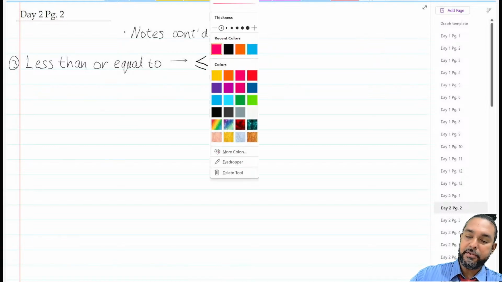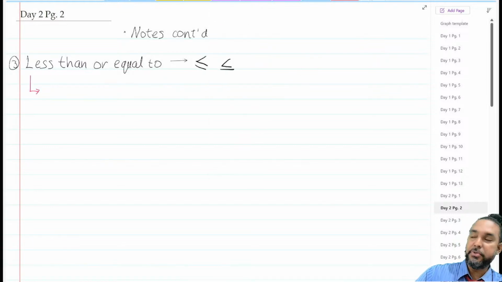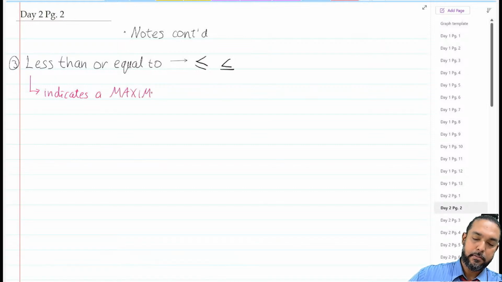Now, the purpose of this less than or equal to is that it is used to indicate a maximum quantity, or what could also be called an upper limit. An upper limit, or sometimes they use the word bound, an upper bound.